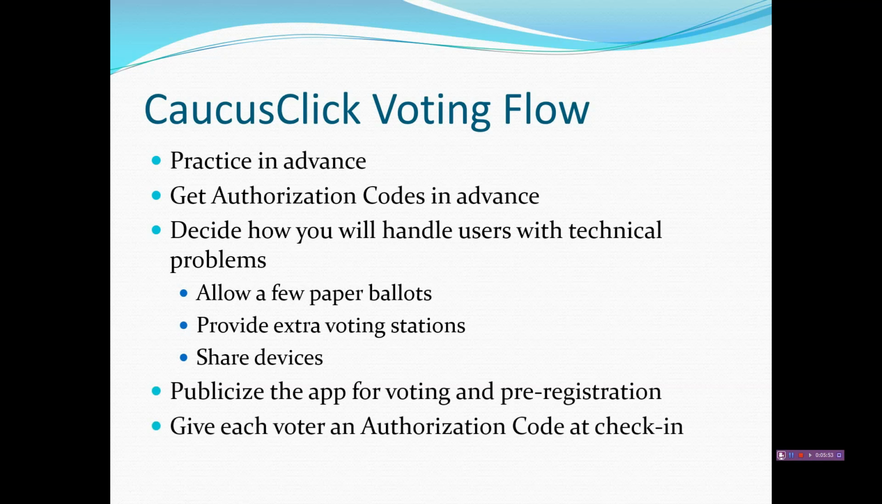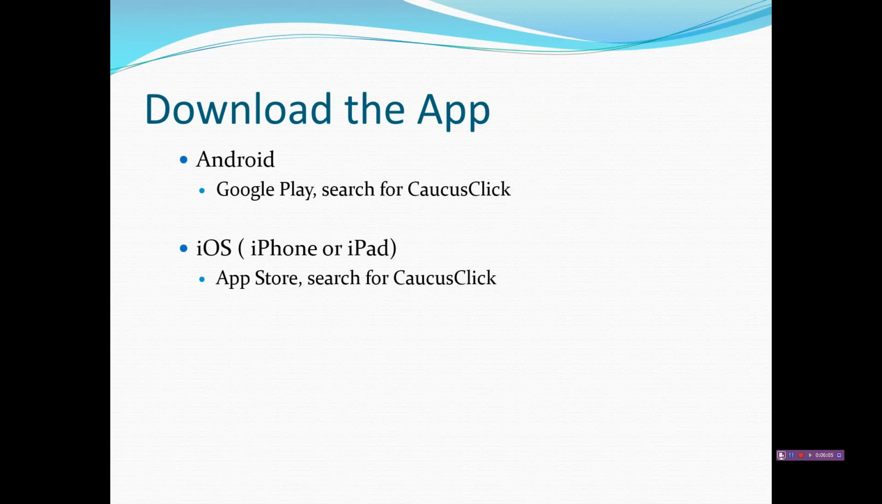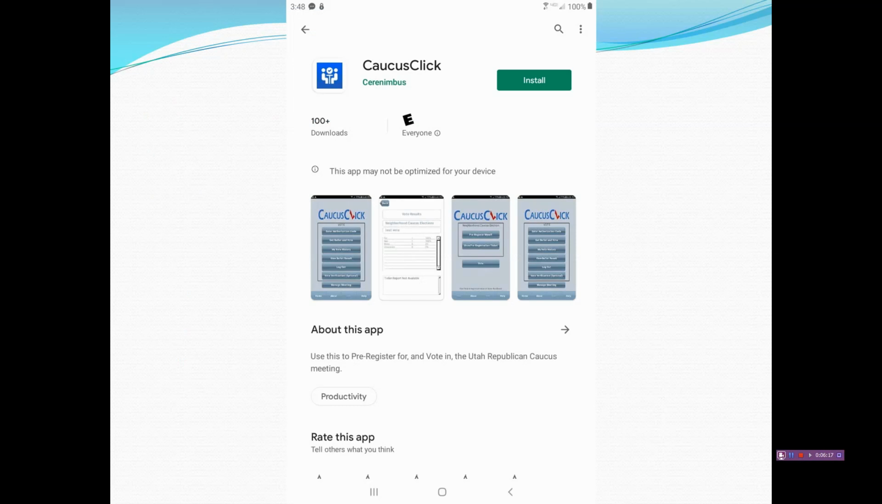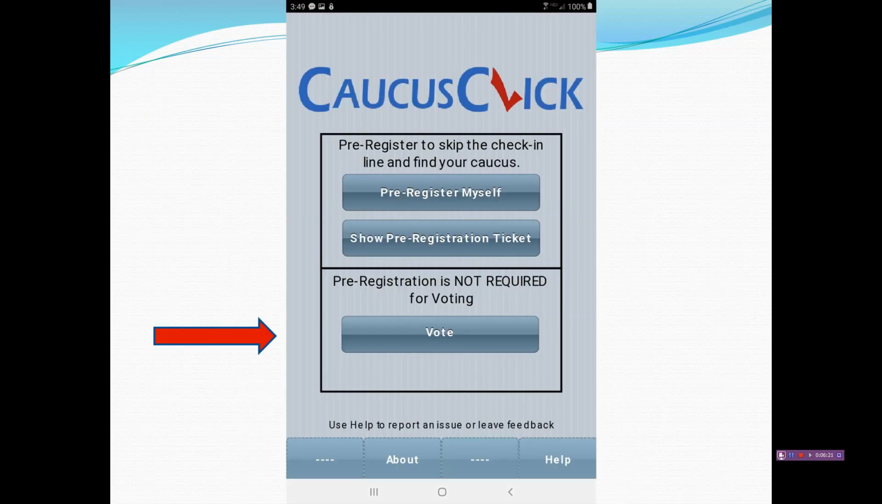And then make arrangements so that when people arrive at the precinct, they'll be given an authorization code at check-in. Everybody has to get their own unique authorization code. So let me tell you how to get those. Let me tell you how to get the app first. You're just going to go to either the Google Play Store or the iTunes Store, do a search for CaucusClick and download it. And this is what it looks like. There's the icon, and once you get it, this will be the first screen that you come to.